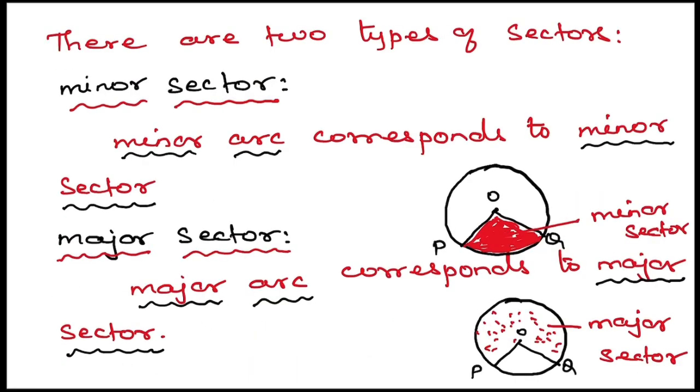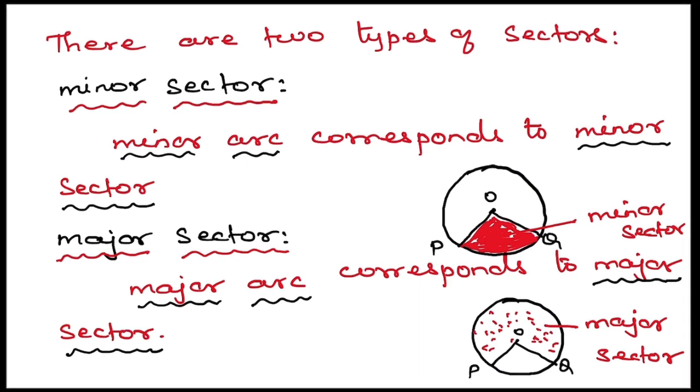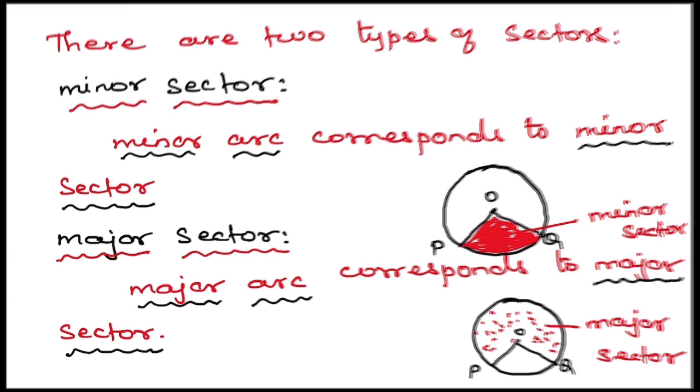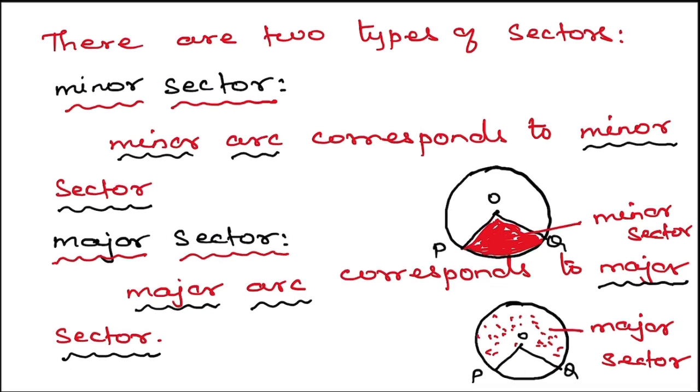There are two types of sectors, minor sector and major sector. Minor sector: the minor arc corresponds to the minor sector. The small portion is the minor sector. In the given figure, the red color portion is the minor sector. Whereas major sector: the major arc corresponds to the major sector. The larger area is the major sector. In the given figure, the dotted portion is the major sector.